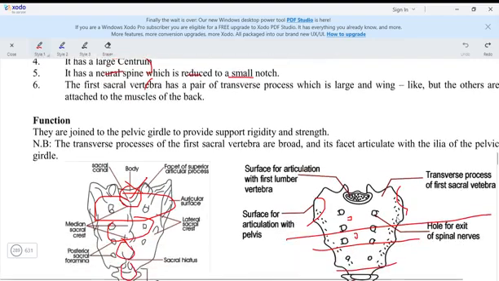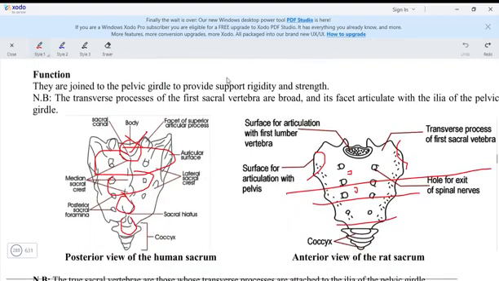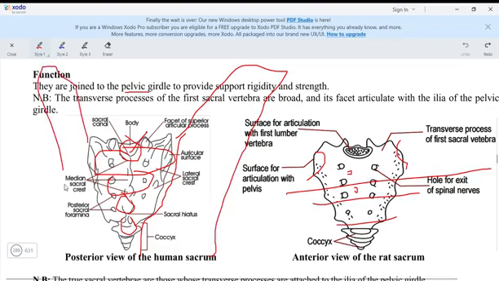Then the function, what's the work of this sacra? So they are joined to the pelvic. So sacrum, as you can see it, pelvic girdle will attach to it like this. So the pelvic girdle goes up like this and then connects to this sacrum. So it means they are working together with the pelvic girdle. And why? Because they want it to be rigid and to give strength, because that's where our weight is.